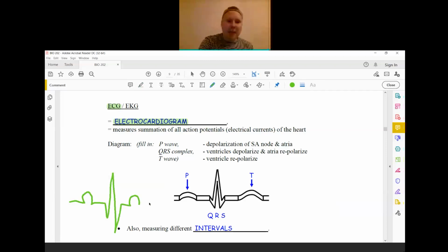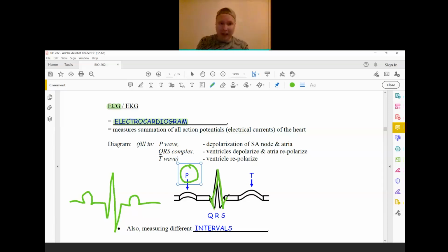So we have that drawn there, and let's look at different parts of that. The first bump that you see is going to be called the P wave. That tells us that now the SA node has depolarized and the atria have depolarized. After that, we have this shooting down, shooting up, shooting down, and returning back to normal.